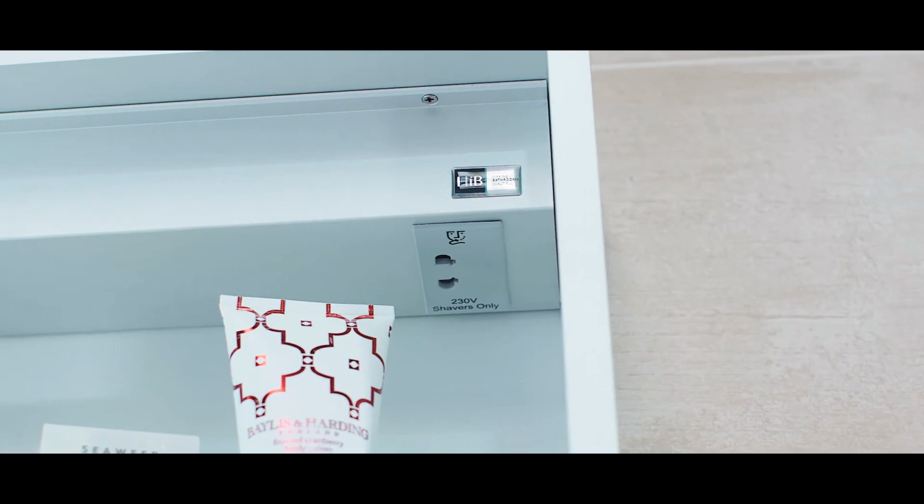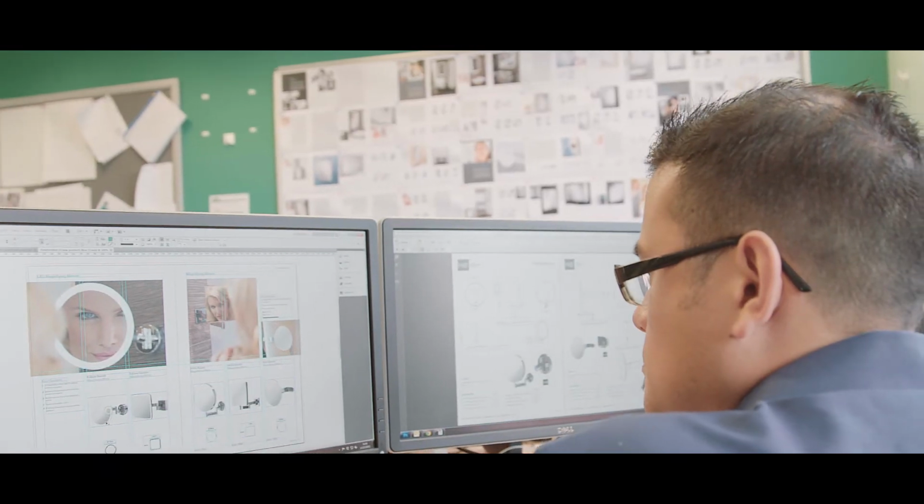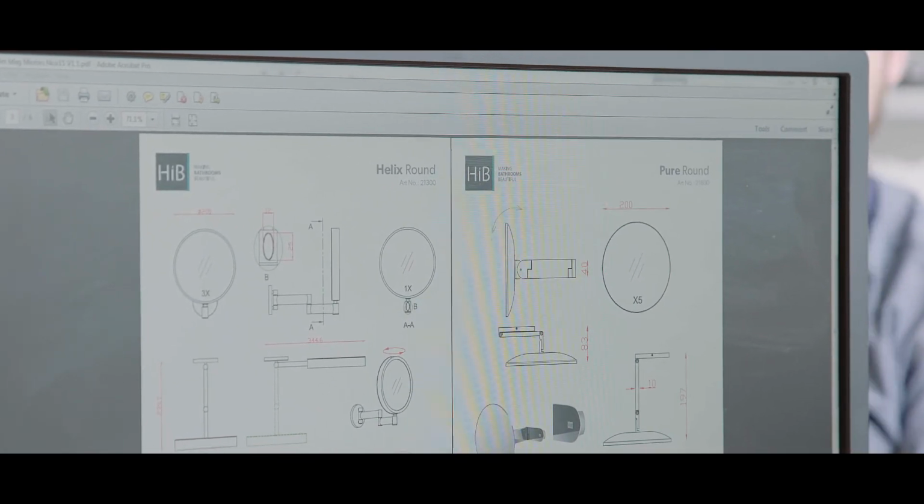The design of our products stands out from the crowd. And we're always looking to innovate and push our products forward, making products that truly make people's lives easier.